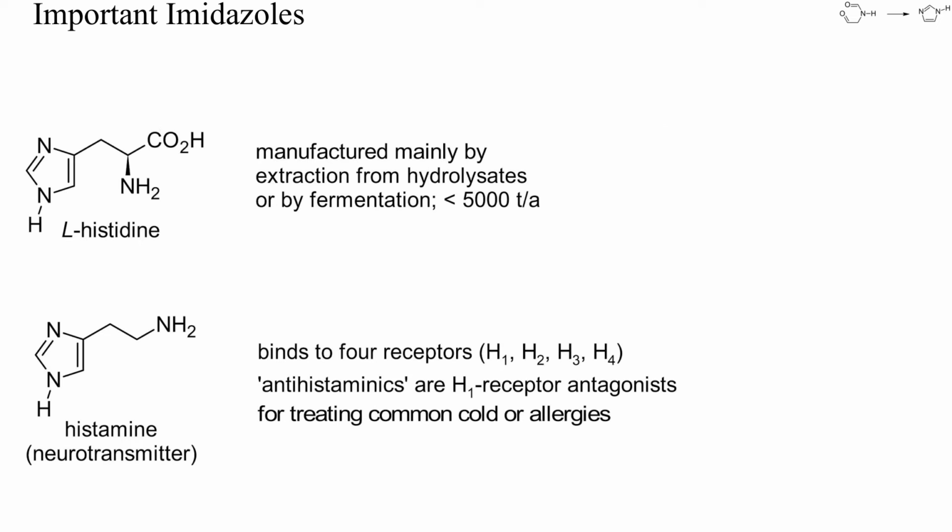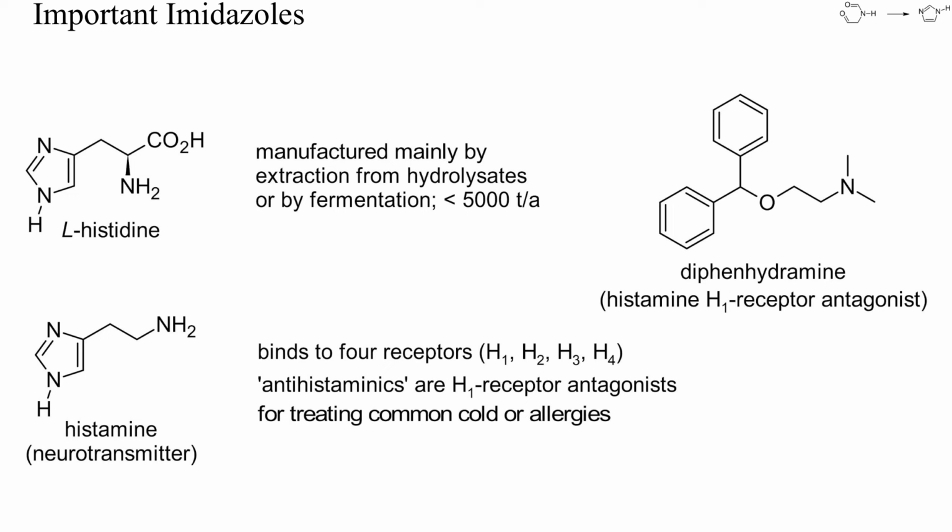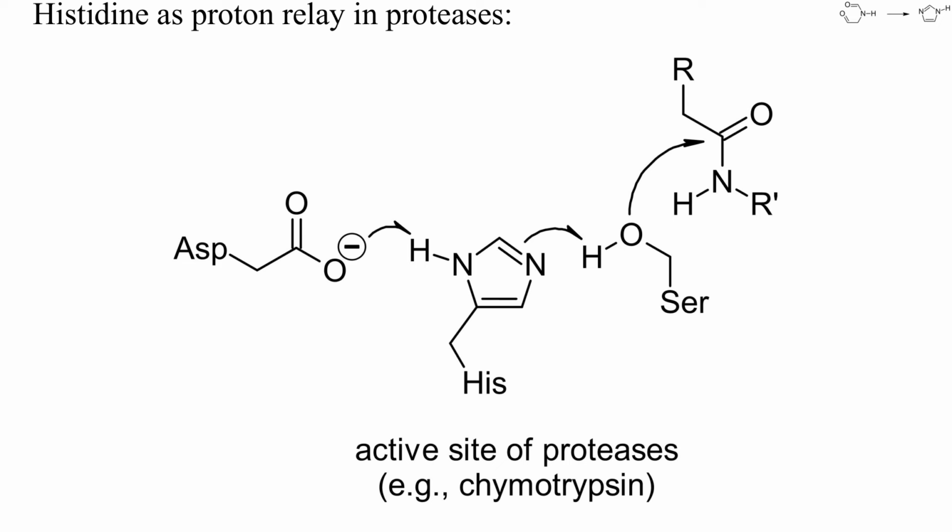Histidine is a proteinogenic amino acid manufactured mainly by extraction from protein hydrolysates or by fermentation. Enzymatic decarboxylation yields histamine, an important neurotransmitter. Histamine binds with high affinity to 4 receptors, and there are selective agonists and antagonists for all these receptors. Histamine H1 receptor antagonists are the classical antihistaminics for treating the symptoms of common cold, hay fever, and other allergies. Diphenhydramine, for instance, is a selective histamine H1 antagonist and has been used since 1946 to suppress the symptoms of airway infections. Histidine is sometimes found at the active site of enzymes. In proteases, for instance, the imidazole substructure of histidine serves as a proton relay to enhance the nucleophilicity of a serine hydroxy group.